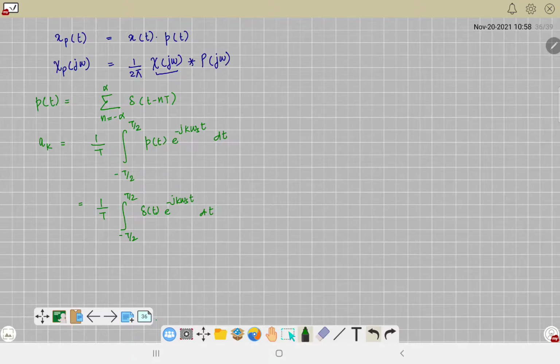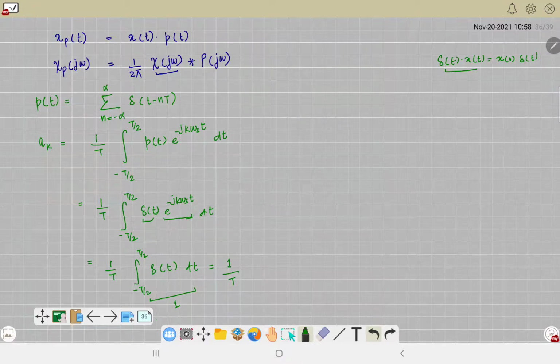Again, we know that if we have delta t multiplied by some signal x of t, it is actually equivalent to x of 0 times delta t. Here, delta t is this, and x of t is this exponential signal. So by this property, this will be the integral from minus t by 2 to t by 2. x of 0 is e raised to the power 0, which is 1, so it will simply be the integral of delta t dt. And we know that this integral is equivalent to 1, such that a of k will turn out to be 1 by t.